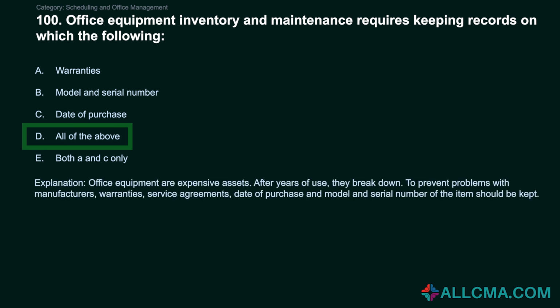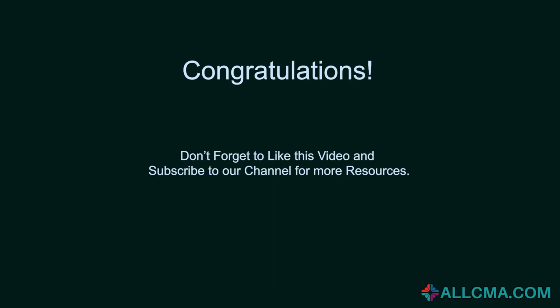Office equipment are expensive assets. After years of use, they break down. To prevent problems with manufacturers, warranties, service agreements, date of purchase and model and serial number of the item should be kept. Congratulations! You have completed the test.